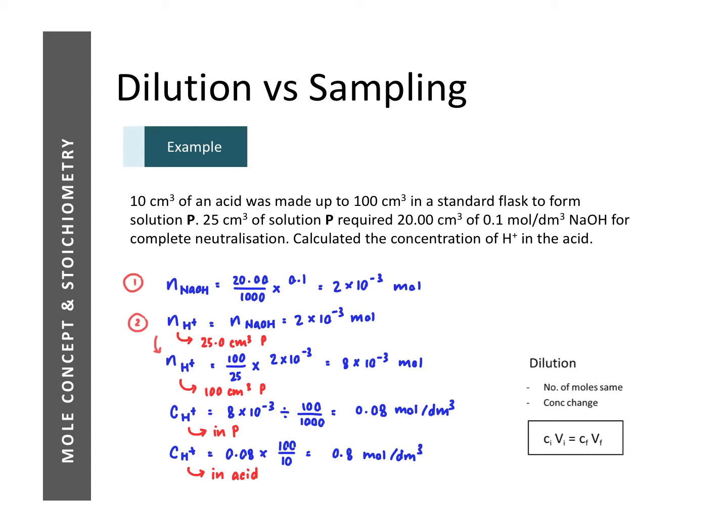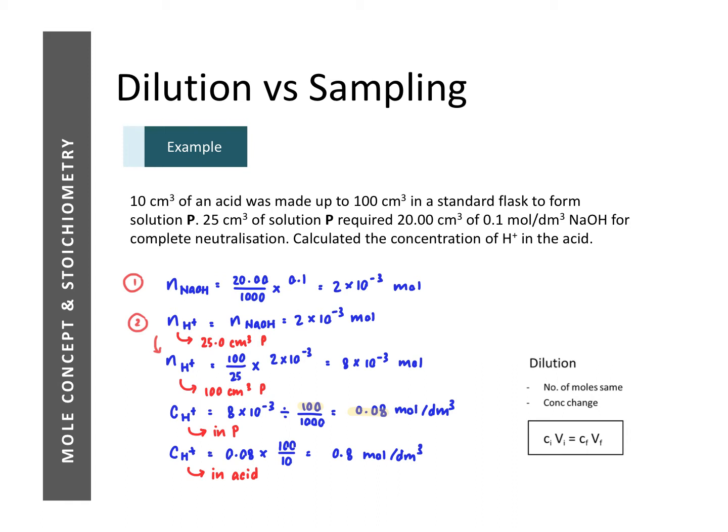Okay, so in this working, I'm going to find the concentration of H+ in solution P first. I'm going to divide the number of moles by the volume of P, which is 100 cm³, which will give me a concentration of 0.08 moles per dm³. However, it's important for you to recognize now that this is the concentration of hydrogen ions after dilution.